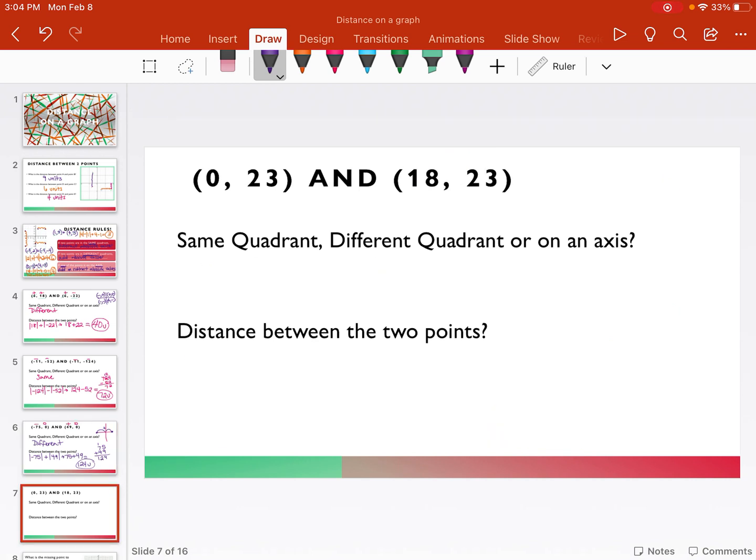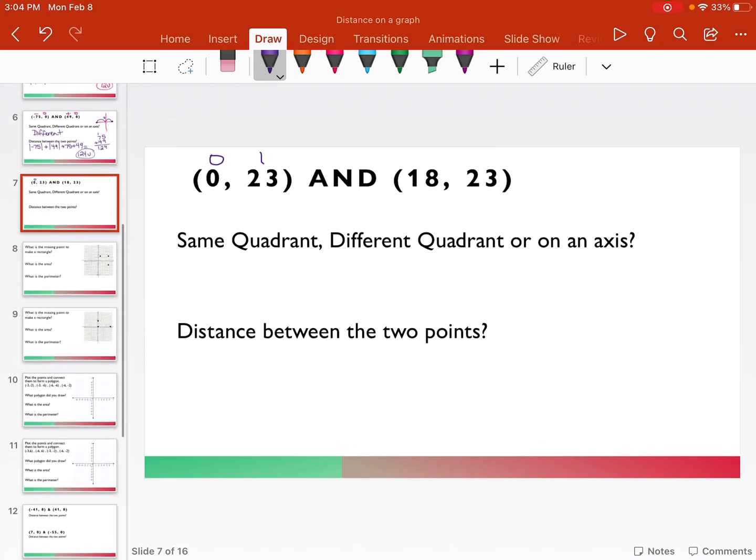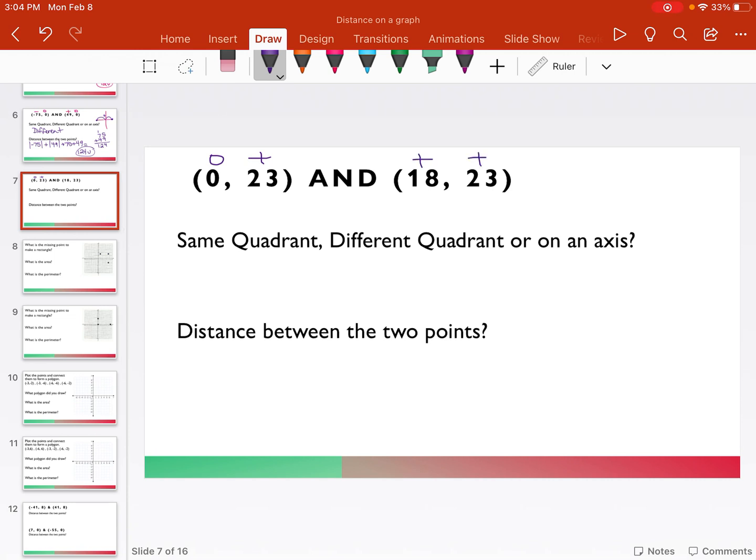Okay, next. Here I have 0 and a positive and a positive. So this time only one of these 2 points is going to land on an axis. So this is when I get to use my axis rule. Okay, remember with the axis, that means you can do either addition or subtraction.